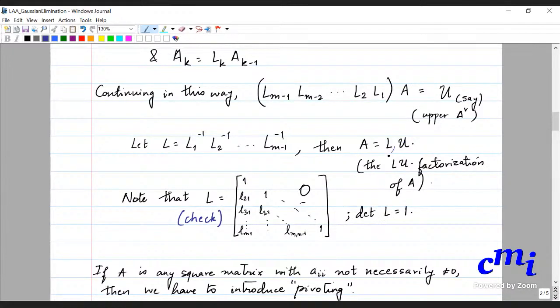So this particular factorization of A is called the LU factorization. Are there any questions till this point?